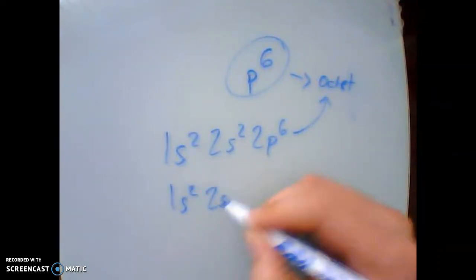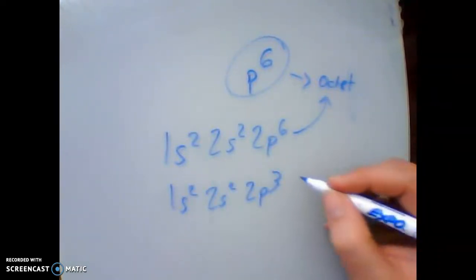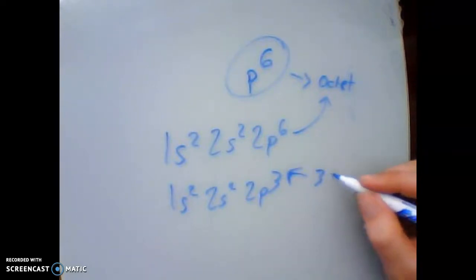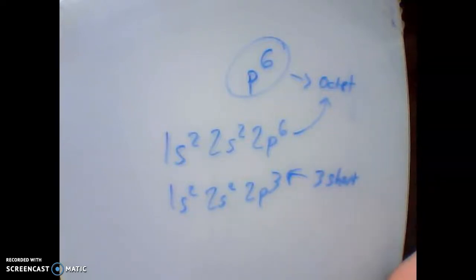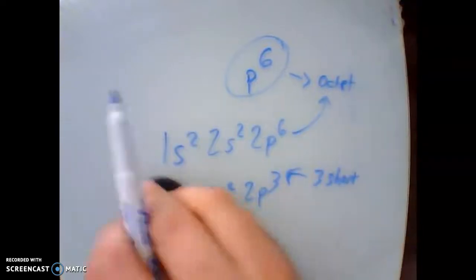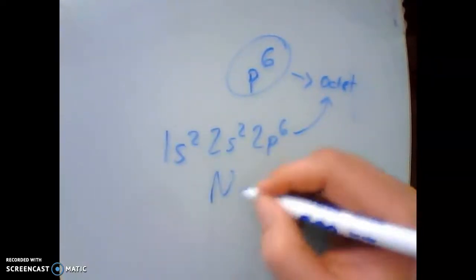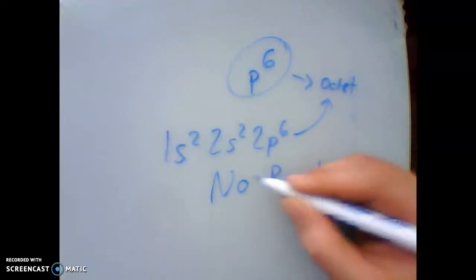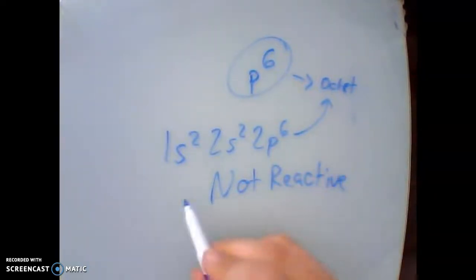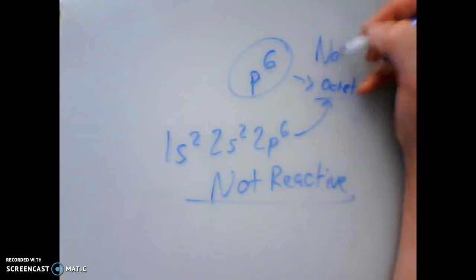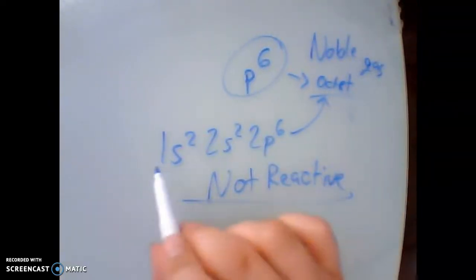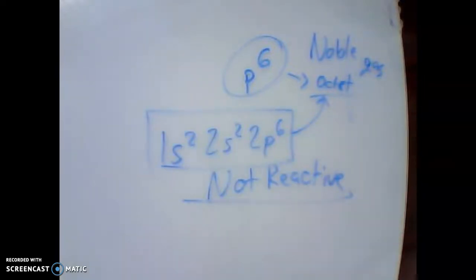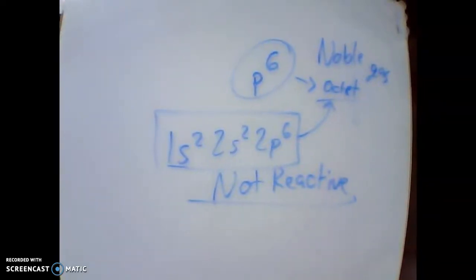Whereas 1s2, 2s2, 2p3, you are still three short of your full octet, because you want this 3 to actually be a 6. So, not that hard to keep track of. Once you have that 2p6, you will no longer react at all, because you have your octet. You are essentially a noble gas. So with that noble gas, you are not reactive. It does not matter what we pair you with, you're not going to react because you have all your electrons. Life is good. You're not worried about it.